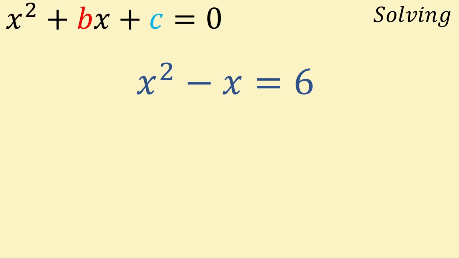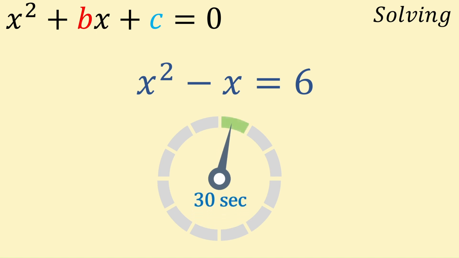Again, to practice, here's another quadratic to solve. x squared minus x equals 6. If you're wondering where to start, here's a top tip. Rearrange the equation into the standard form, x squared plus bx plus c equals 0. We'll reveal a solution in 30 seconds. Pause the video to have a go.